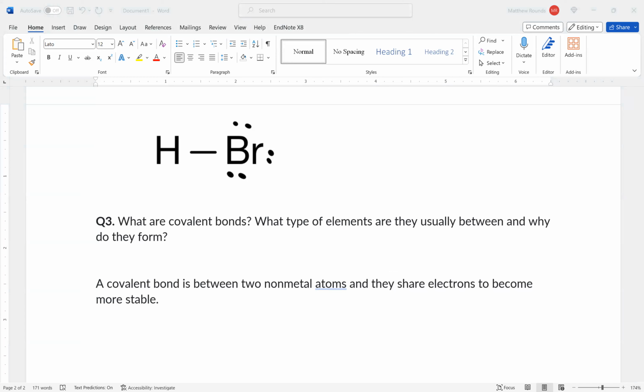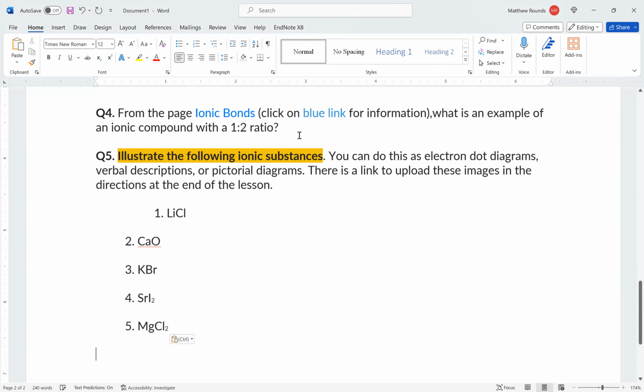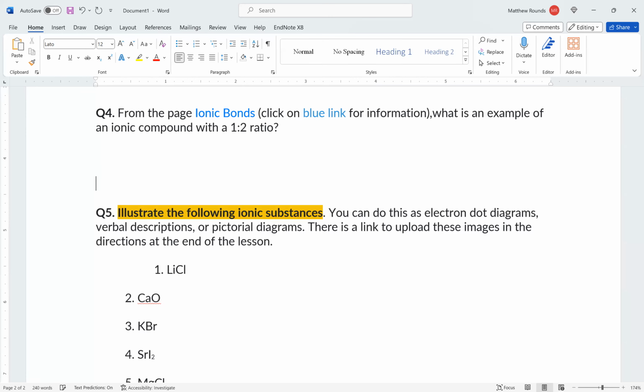Okay, let's go back to your assignment and find the next couple of questions here. All right, so the next grouping of questions is about ionic bonds. Okay, so an ionic bond, you're going to want to look up here. It says when a metal and non-metal combine together.